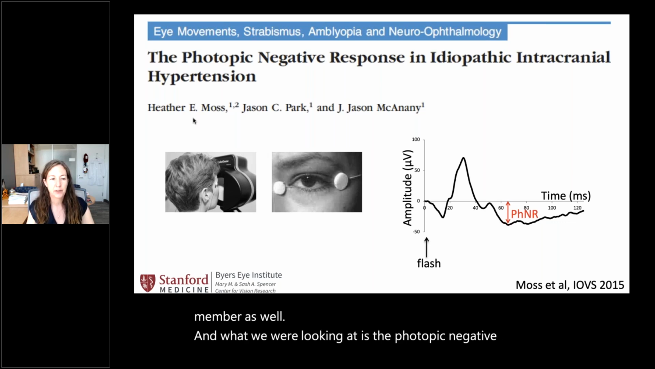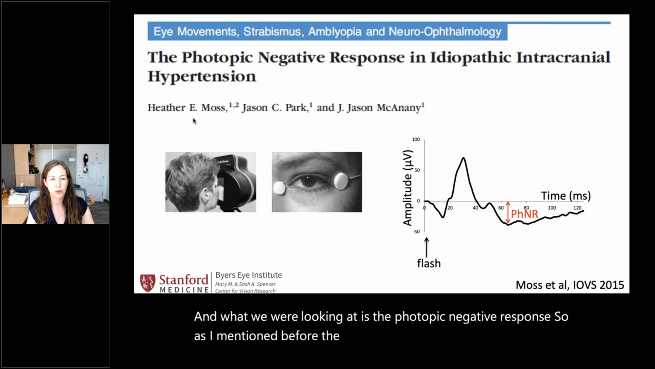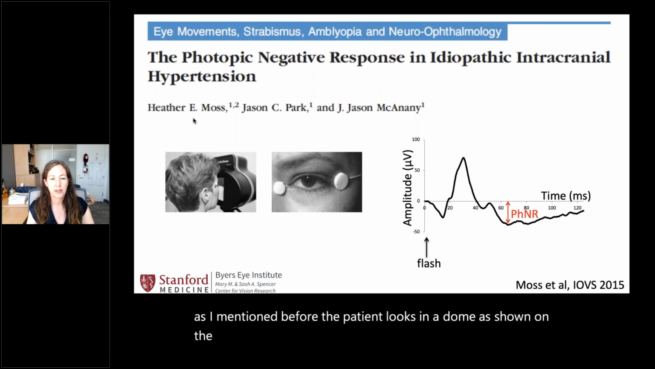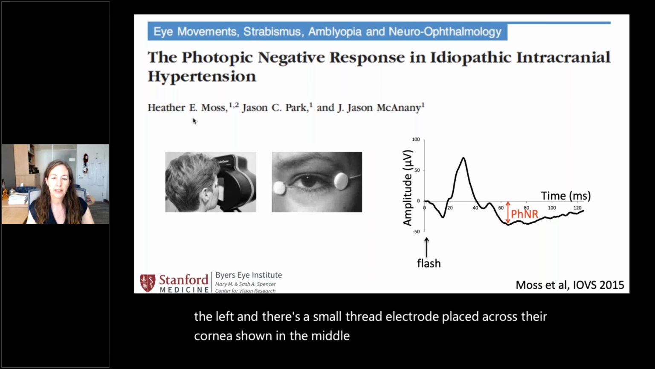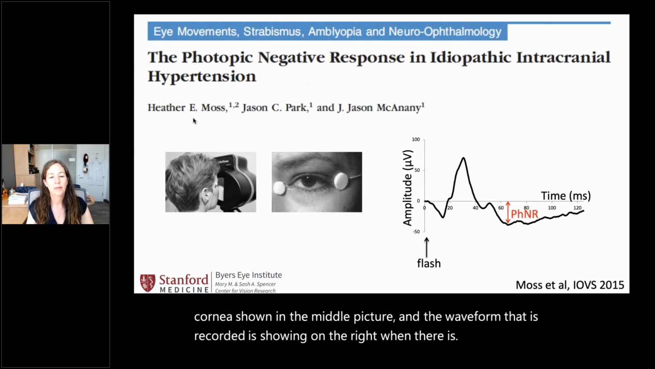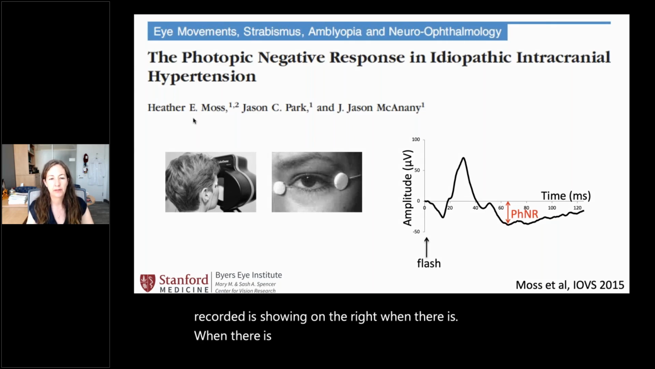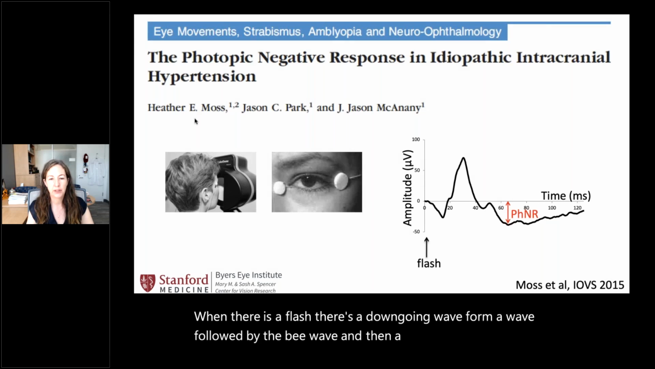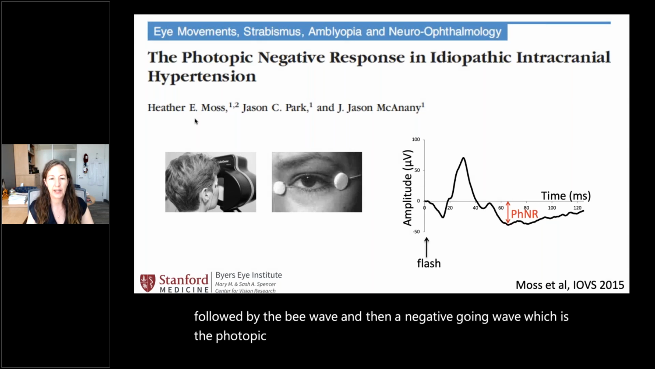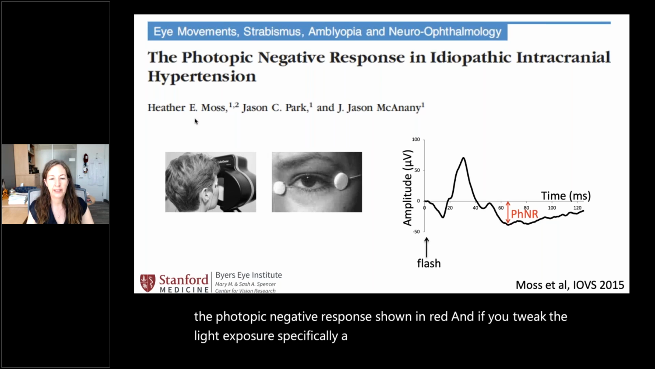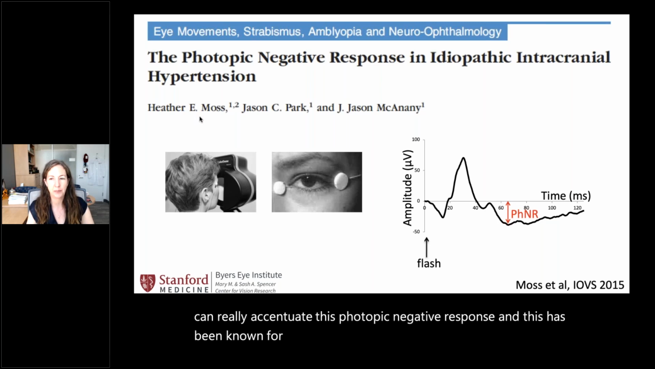So as I mentioned before, the patient looks in a dome, as shown on the left, and there's a small thread electrode placed across their cornea, as shown in the middle picture, and the waveform that is recorded is shown on the right. When there is a flash, there's a downgoing waveform, the A wave, followed by the B wave, and then a negative going wave, which is the photopic negative response shown in red. And if you tweak the light exposure, specifically a red light on a blue background, you can really accentuate this photopic negative response, and this has been known for many years and studied by many people.